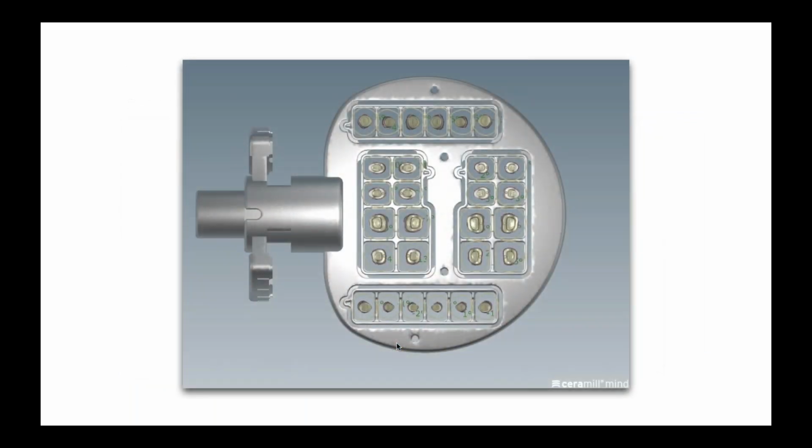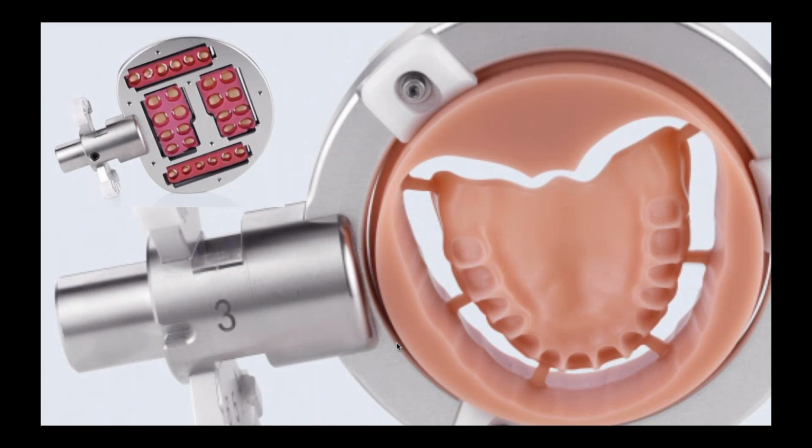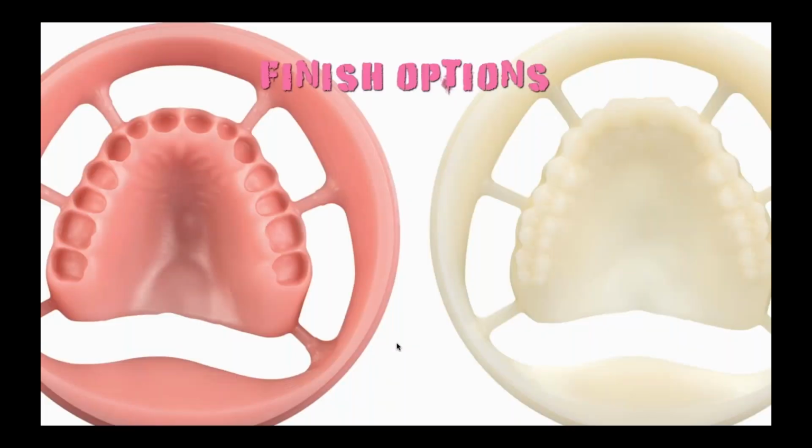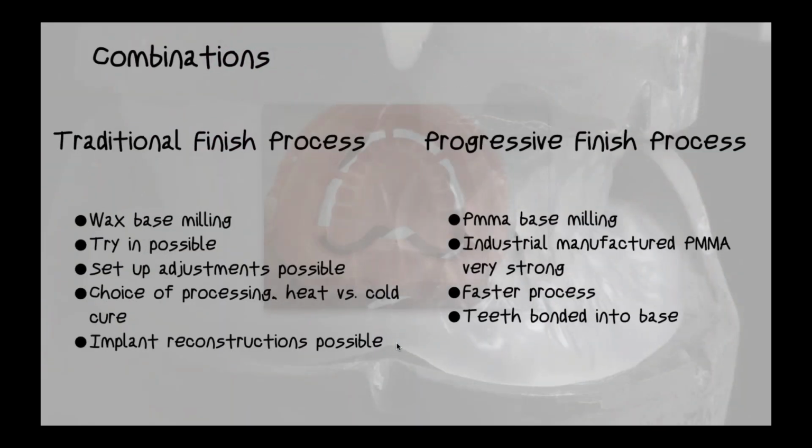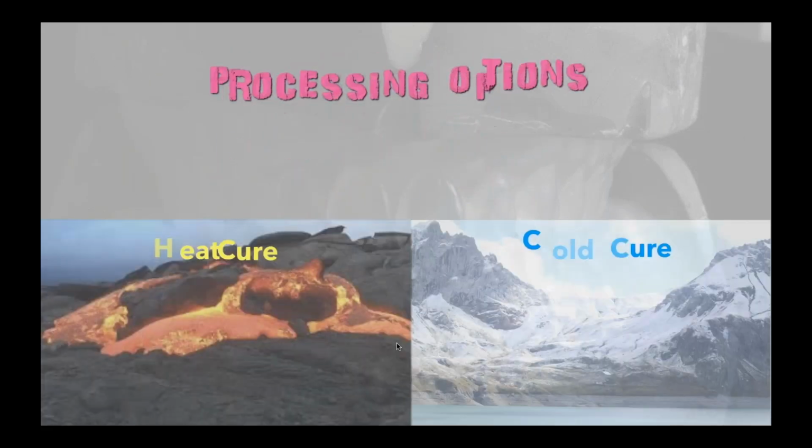Here is the digital image of the nesting of the denture teeth. And then again, the image where everything gets milled out and finished. So, finish options after milling. Again, I talked about this a little bit already: the traditional finish process for the wax side, or the progressive finish process if you already want to mill a PMMA base. Of course, we also can print it.